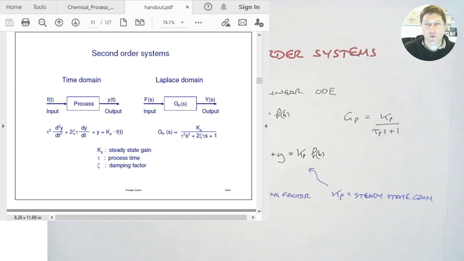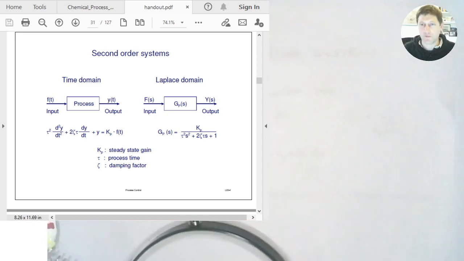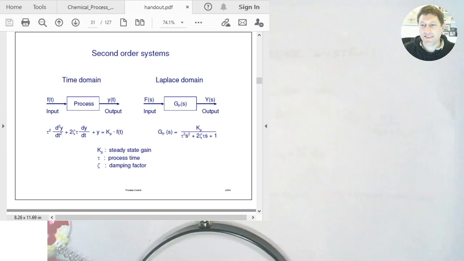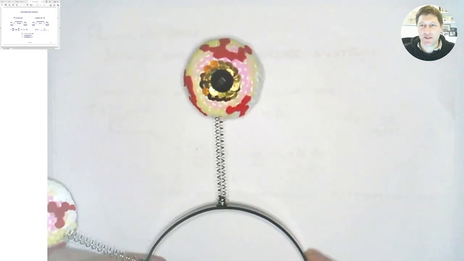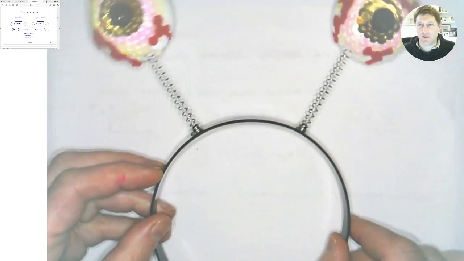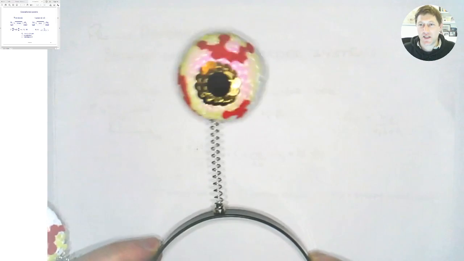Okay, so before we move on to looking at the Laplace transform, I have a demonstration for you. Here we go. So here is Halloween week. This is my kids. I stole my kids' hairband. There it is. And this is a second order system.